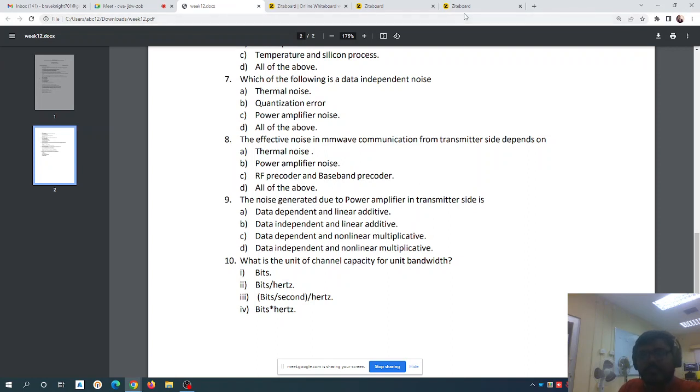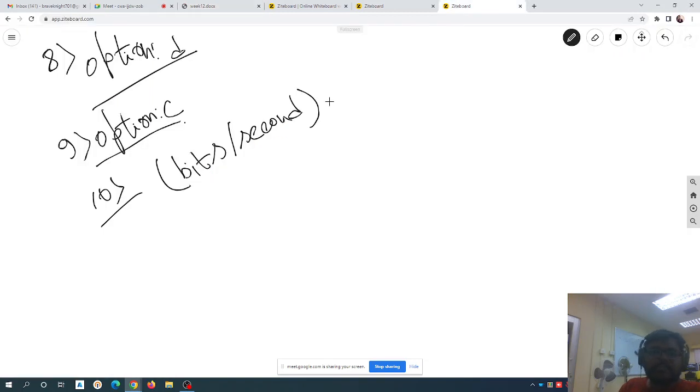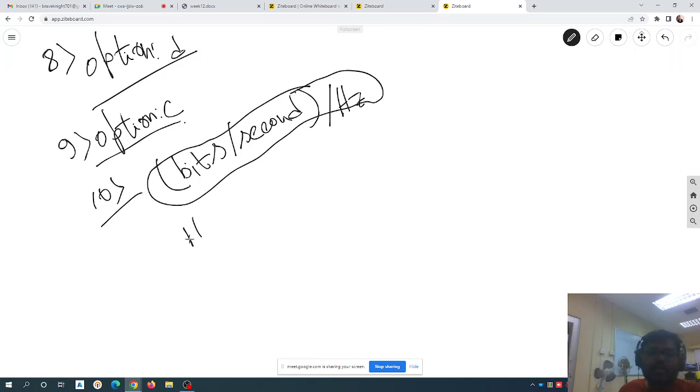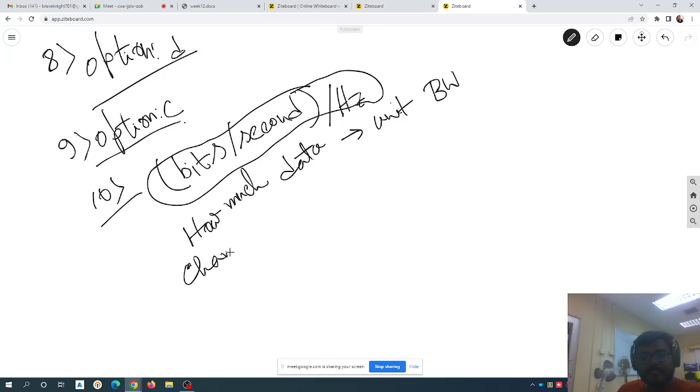So if we write that like this, per hertz, so this is the channel capacity, like how much data can be sent over unit bandwidth. That is the channel capacity here. So the right option is option 3.